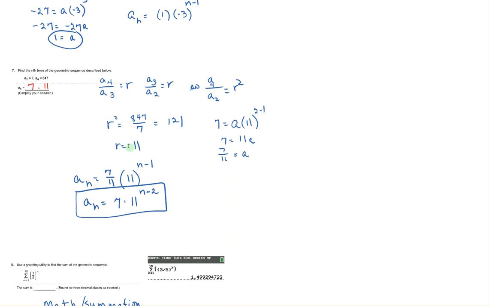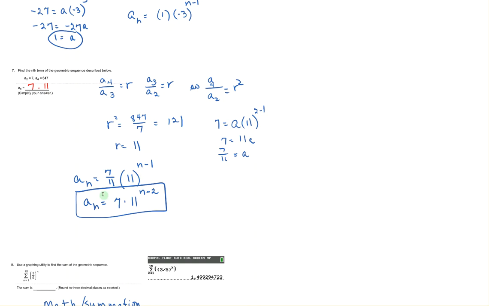All right, we still don't know our first term, but we do have our r now. So I'm going to use a sub 2. 7 equals a times 11 to the 2 minus 1. So 7 is equal to 11a. Divide by the 11, and you have 7/11 equals a. That's going to allow me to write the nth term. I'm going to put my first term here, my r here, and then it's n minus 1.